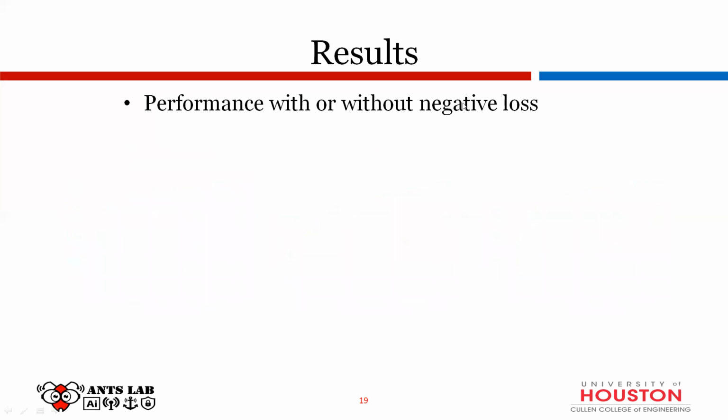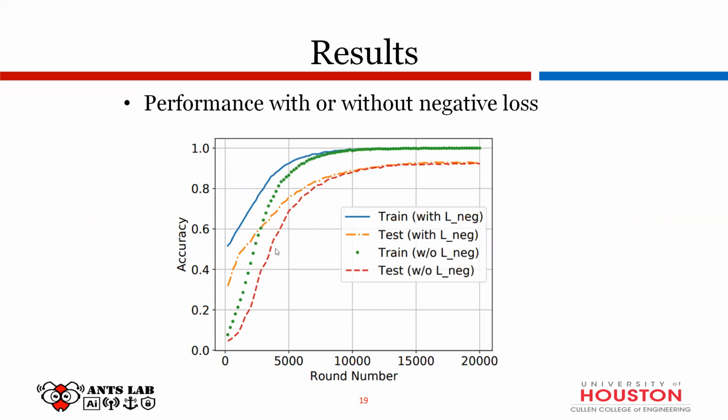Now we will talk about the performance with or without the negative loss. So here's a clear chart showing this. As we can see, the blue line is train, and the blue and the yellow line is with the negative loss. At the start, it's clear that the training accuracy of those with the negative loss is better. But as time goes on, it reaches a stable solution.